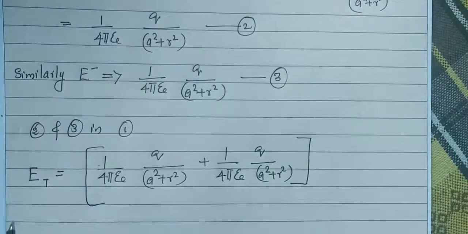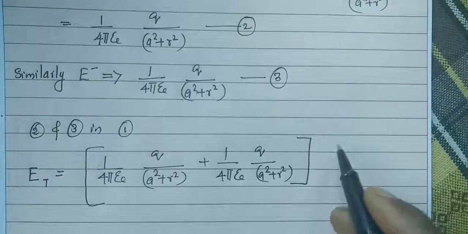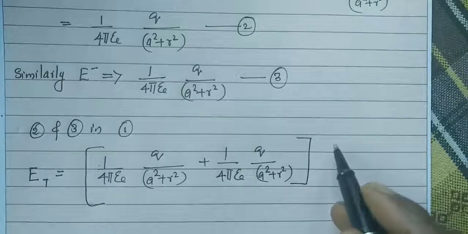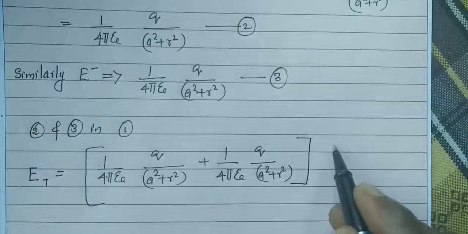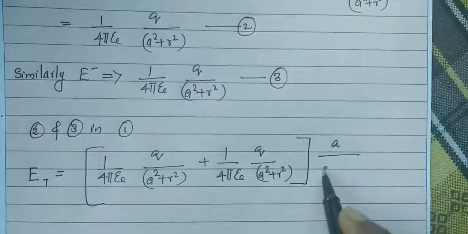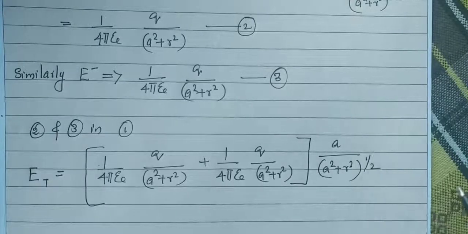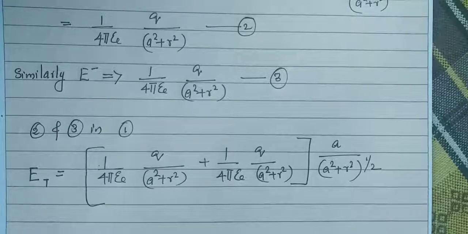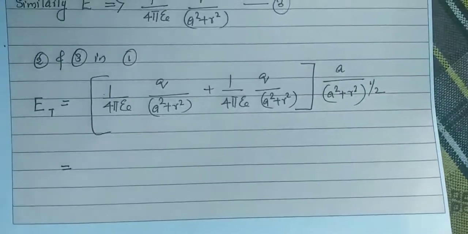Now for easiness we will put in brackets the cosine term. I hope you remember that cosine term. Cos theta is equal to a divided by a square plus r square, whole raised to 1 by 2. This is the total electric field. Now everything is very simple. Just arrange the above equation, and we will get the final answer.